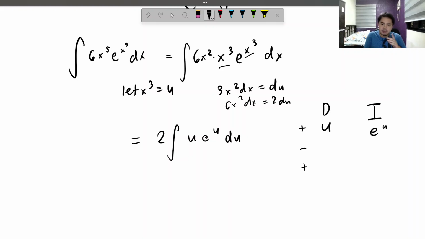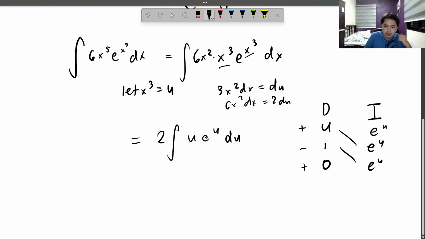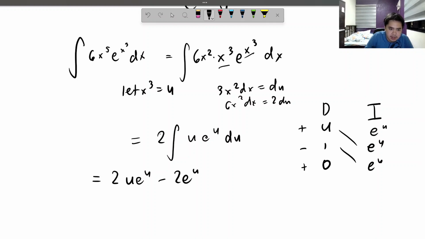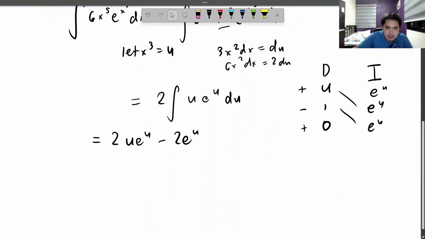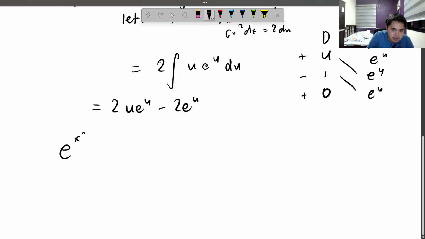For this one, u is appropriate in the D column because it goes to 0 and we can stop there. Then e to the u here, e to the u here. So the answer here is 2, because 2 is in here. So 2u e to the u minus 2 e to the u. That is the answer here. Or if we convert back to x, we get, let's copy, e to the x cubed y equals 2x cubed e to the x cubed minus 2e to the x cubed.